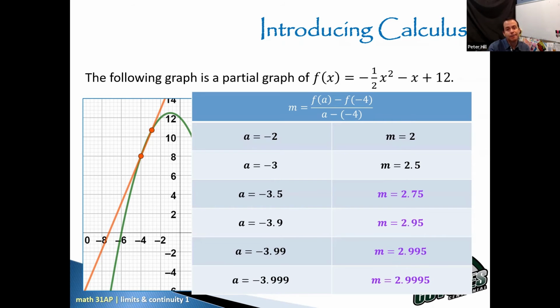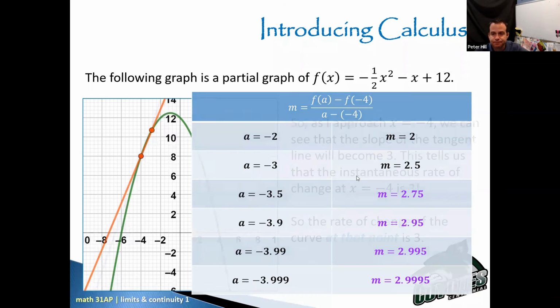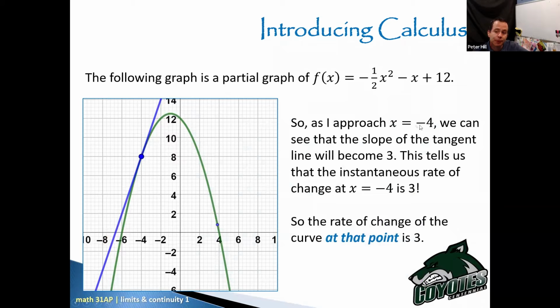So I'm thinking to myself, hey, a really good estimate of this slope for the tangent line at -4 will be 3. Okay. So as I approach x equals -4, we can see that the slope of the tangent line becomes 3. This tells us that the instantaneous rate of change at x equals -4 is 3. And now the blue line that I've drawn is the actual tangent line there. Okay, so the rate of change of the curve at that point is 3.